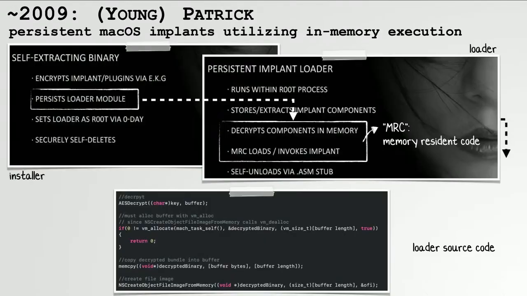Around the same time, Patrick was creating Mac malware for, let's just say, offensive cyber espionage capabilities and was utilizing similar approaches. This specific implant had a self-extracting installer. It would persist a loader module using a zero-day exploit. The loader would then execute with root and would either download or load encrypted payloads and execute them directly from memory. Here's a snapshot of the source code. Nothing super fancy, again using this same API.